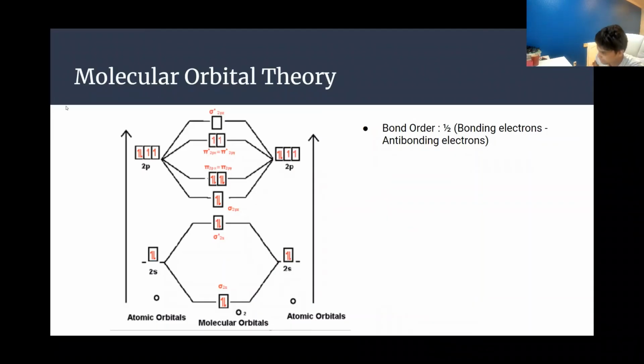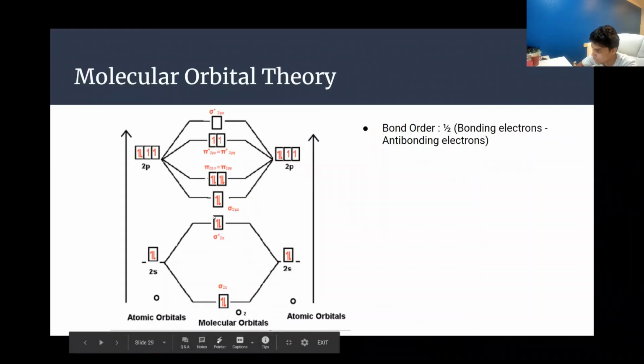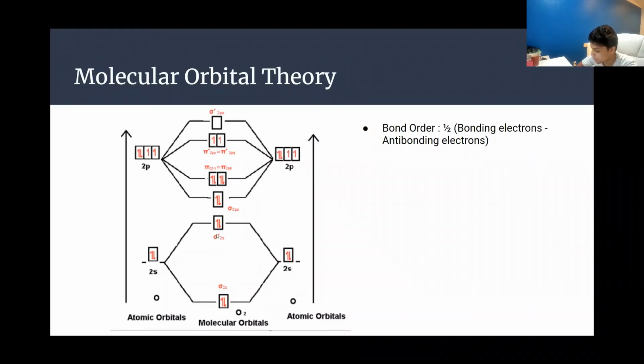From this you can calculate the bond order: one half times bonding electrons minus anti-bonding electrons. Let's count how many bonding electrons there are: 2, 4, 8. And how many anti-bonding? There are 2, and then 2 more, so it's 4. So 8 minus 4 equals 4, divided by 2 equals 2. So the bond order is 2.